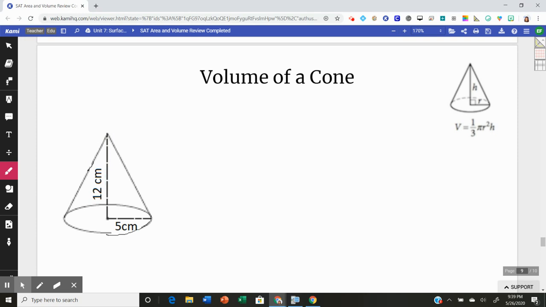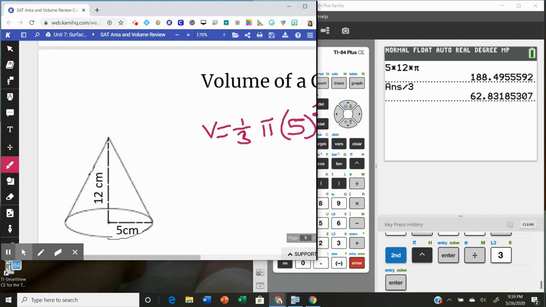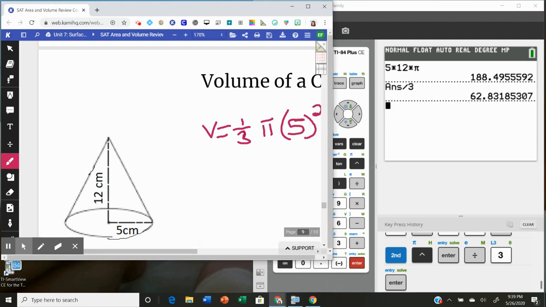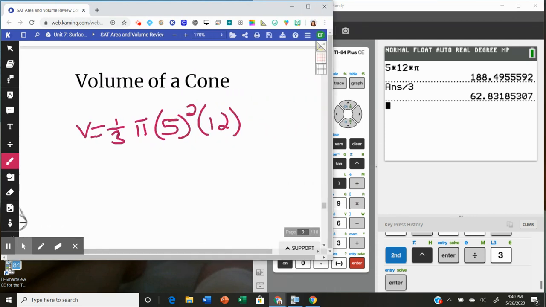Our volume formula for a cone is written over to the right side here. Volume is 1/3 pi r squared h. So if we turn to our first example here, volume is 1/3 pi our radius squared times our height. To do this in the calculator, I like working with the radius and the height first. So I will simplify those, and then I will work with the 1/3 at the very end.